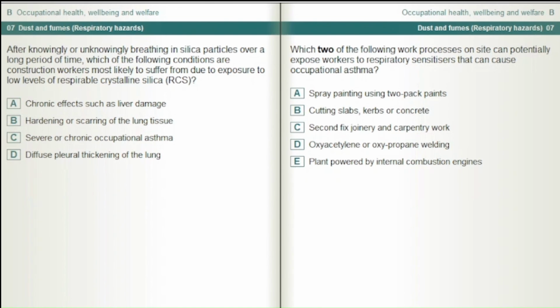Which two of the following work processes on site can potentially expose workers to respiratory sensitizers that can cause occupational asthma? Spray painting using 2-pack paints. Cutting slabs, curbs or concrete. Second fix joinery and carpentry work. Oxyacetylene or oxypropane welding. Plant powered by internal combustion engines.